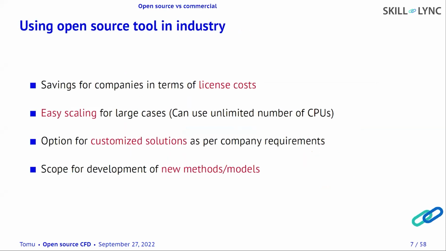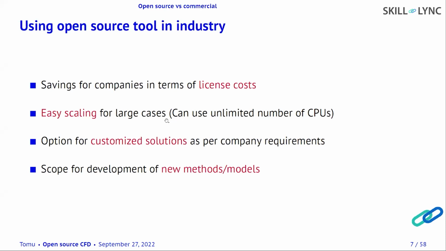Now, using open source tools in industry. Even though using commercial tools will give you some advantage, there are a lot of good things for companies if they were to use open source tools. For example, first would be the cost. Companies will always be looking for cost cutting, where they can reduce the cost so that they can use that money for other purposes. That is one of the advantages, savings for companies in terms of license cost. And in the case of commercial tools, there will be a limit.